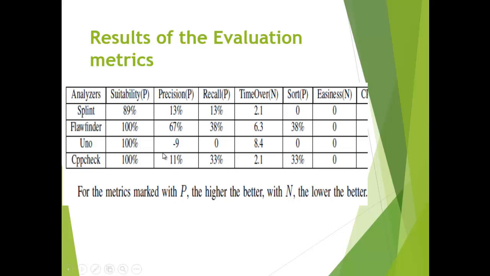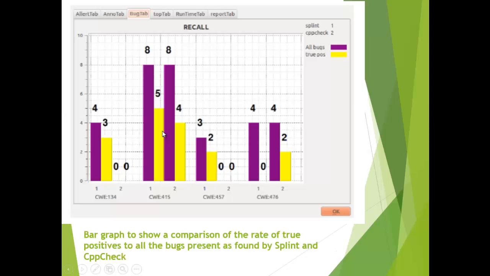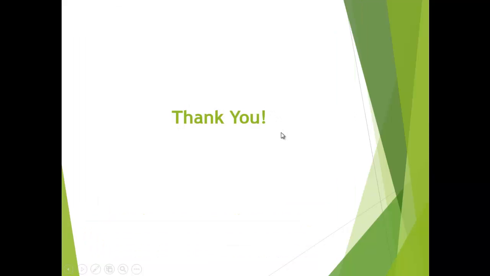Splint, for example, has a lower suitability compared to Flawfinder, Uno, and CppCheck. These four are static analysis tools for C code. Here we can see a graph which shows all the bugs and the true positives as found by Splint and CppCheck. As we can see, all the bugs and the true positives are the same way for each of the times, and they're used for different run times and different code standards.